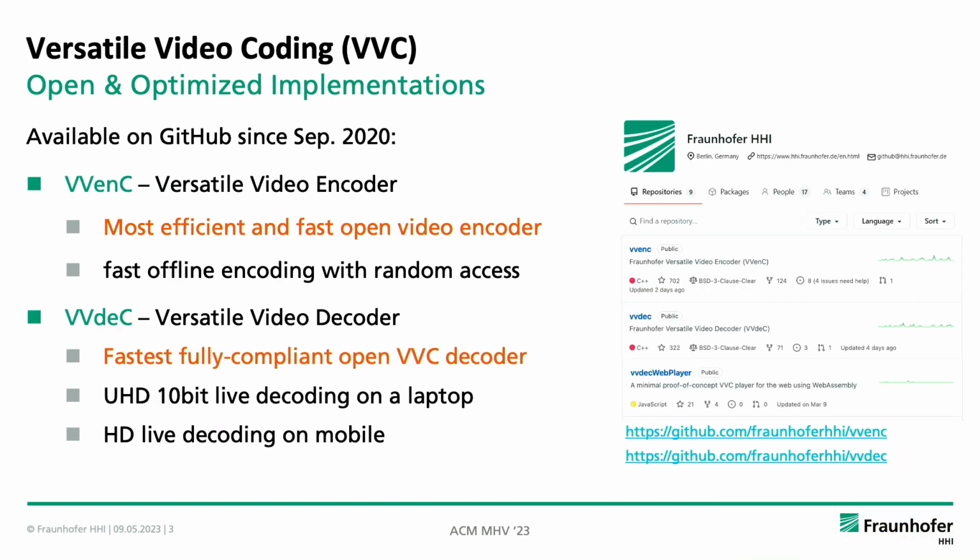So open optimized implementations. Right after VVC was finalized in July 2020, we made two software implementations of VVC available on GitHub. One is the VVenC, which is a versatile video encoder. At the time now, it's the most efficient and fast open video encoder for VVC. It allows fast offline encoding with random access. So it's not designed to do low latency live encoding. It's more for offline VOD cloud encoding. That's the envisioned use case of VVenC.